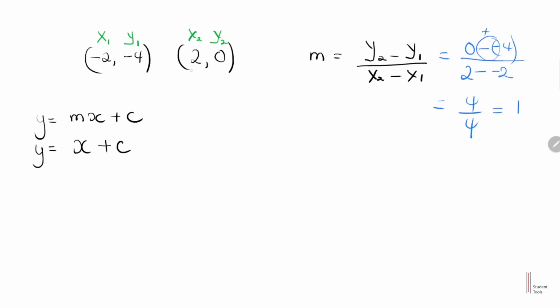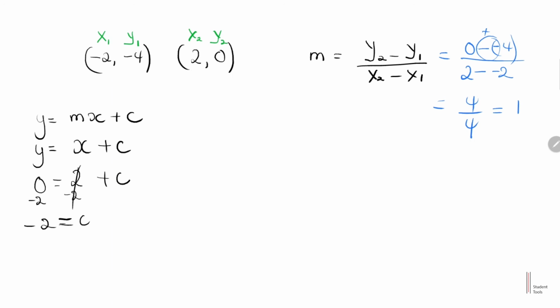So we will use 2, 0. So for the y value, we'll use the 0. So 0 will be equal to x, so x, we substitute with a 2. So plus c. So to find c, we have to take positive 2 from the right hand side to the left hand side. So we'll do that by subtracting 2 both sides. So this will be 0, such that c will be equal to a negative 2.